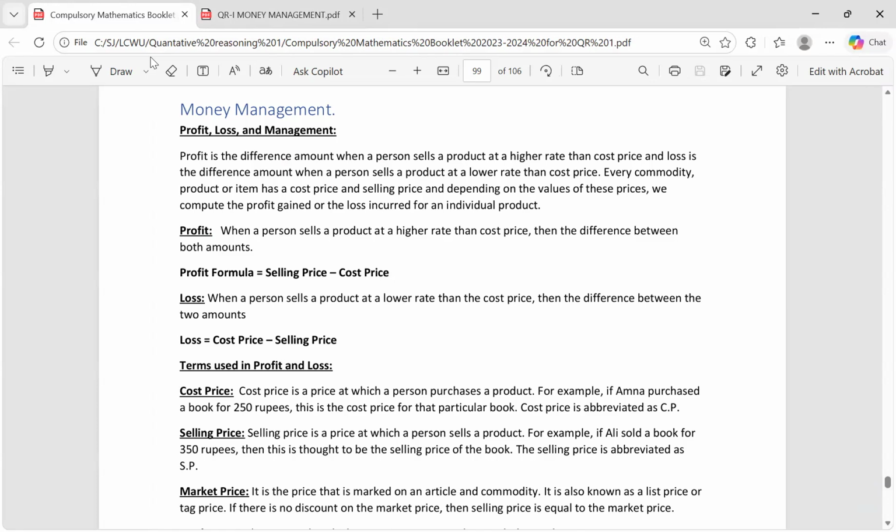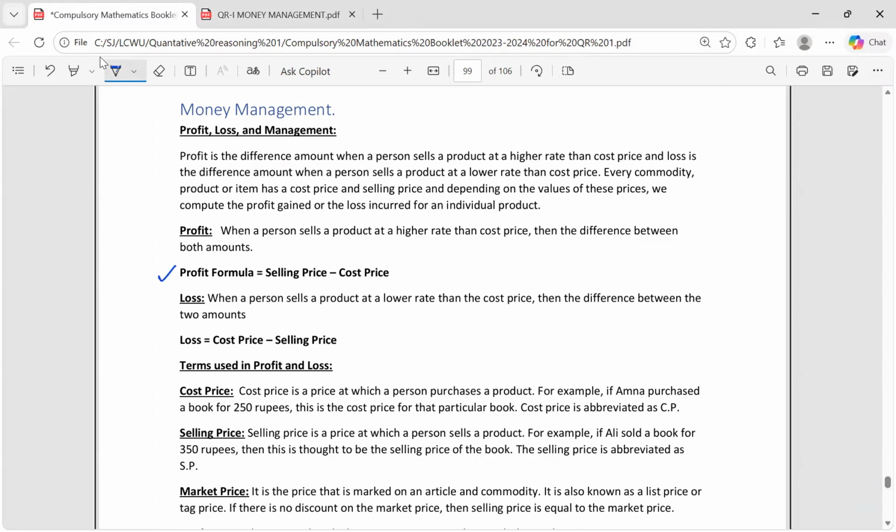Basically, we'll be interested in maximizing the profit, which is found using the profit formula: the difference of sale price minus cost price, provided that the sale price is higher than the cost price. However, if the sale price is lower than the cost price, then we'll not have profit, rather we'll have loss. And that loss value is found by taking the difference of cost price and selling price.